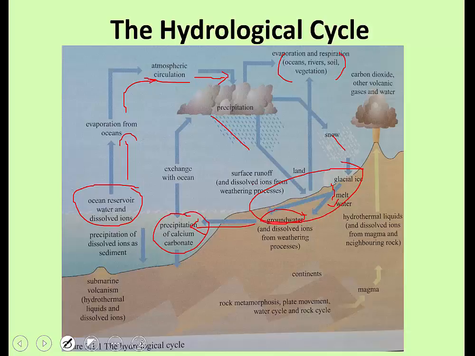We may get precipitation going on. So for example, calcium that's picked up from groundwater may precipitate out as calcium carbonate, or may be incorporated into sea creatures that have carbonaceous shells. You do get some precipitation of those dissolved ions as sediment. Some of them remain dissolved in solution. There are other things going on. We do have hydrothermal liquids here. We have some of that coming up through magma. We have some volcanism going on, so there are other things going on there.